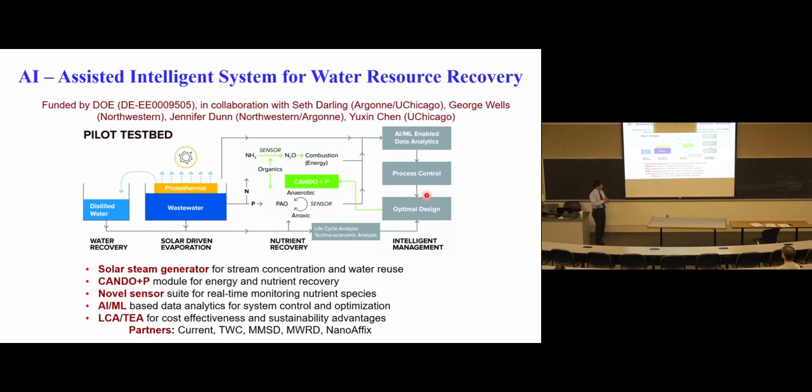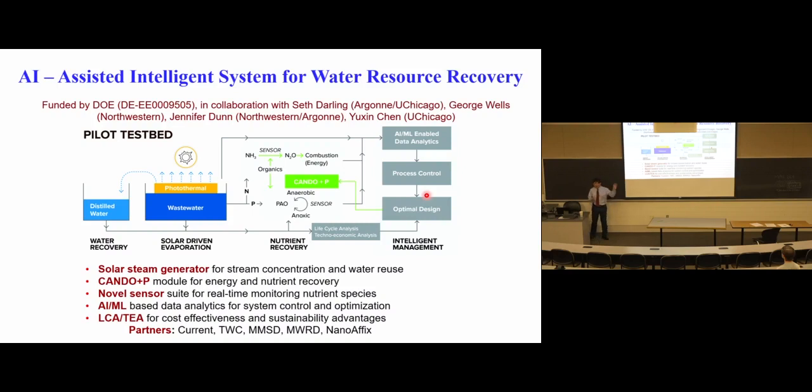One of the projects we had was funded by the DOE, EIE, really to look at how we can better recover nutrients from municipal wastewater, phosphates and nitrates. So sensors can be important. I mentioned earlier, when you try to precisely separate things from water, you need to sense them and be able to control them, right?